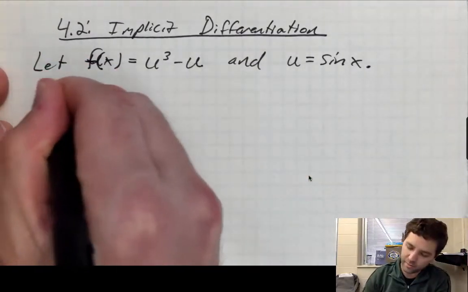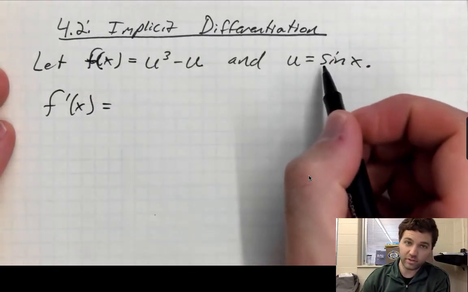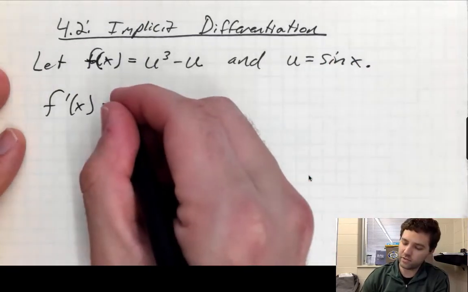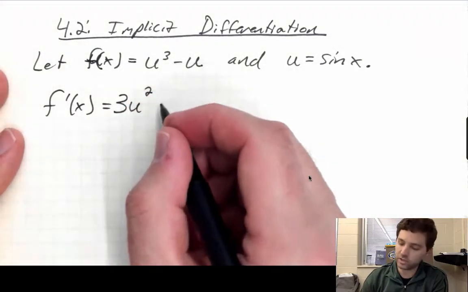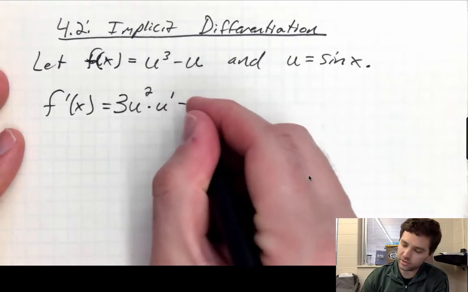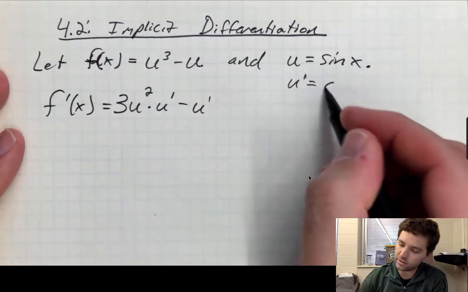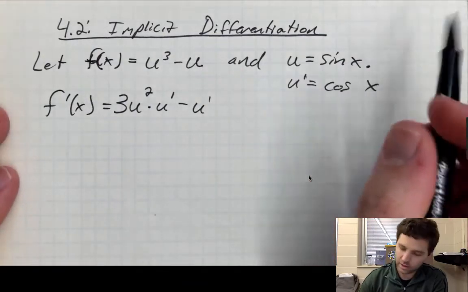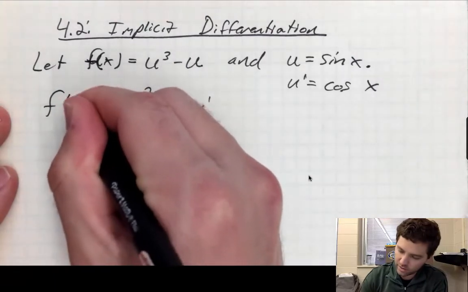You'd get f prime of x. You would recognize that u is actually a function in itself, so this is a chain rule question, right? So this would be 3u squared times the derivative of u, which is u prime, minus the derivative of u, which is u prime. Okay, what is u prime? U prime is equal to cosine of x. Okay, so, sorry, this would be f prime of u if I stopped right here.